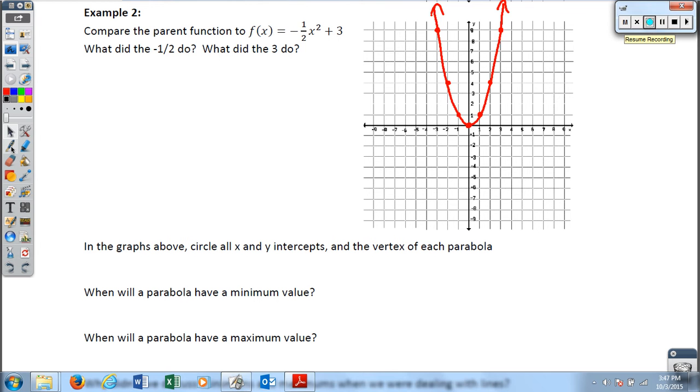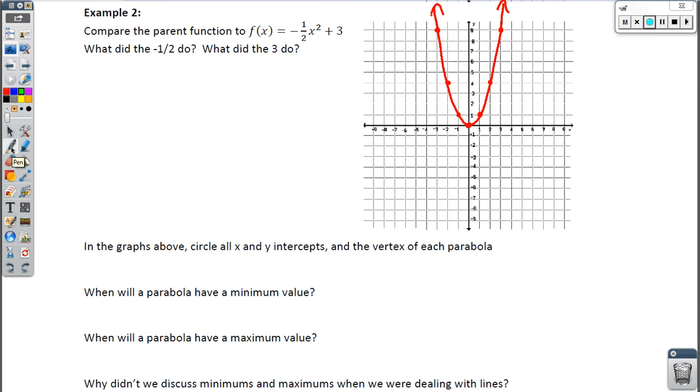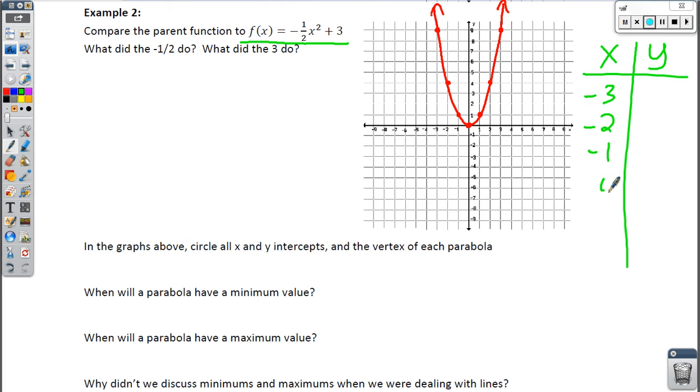I've drawn on here, for example, the parent function, just so that we can compare what we do to the parent function. So the parent function's in red. I'm going to do the regular graph in green. All right, so f of x equals -1/2 x squared plus 3. Again, if you don't know what a graph is going to look like, just plug in some random values, see what happens. So let's make a table, and I'll plug in all the same values, -3, -2, -1, 0, 1, 2, and 3.